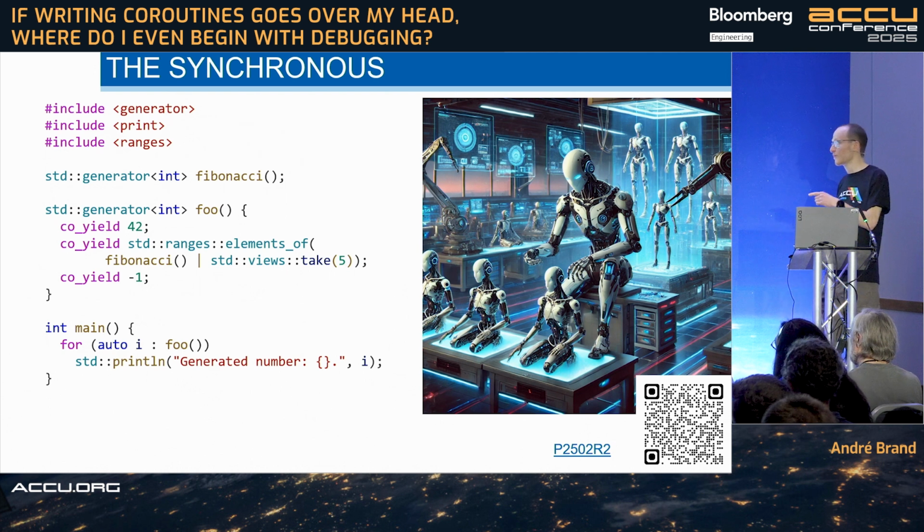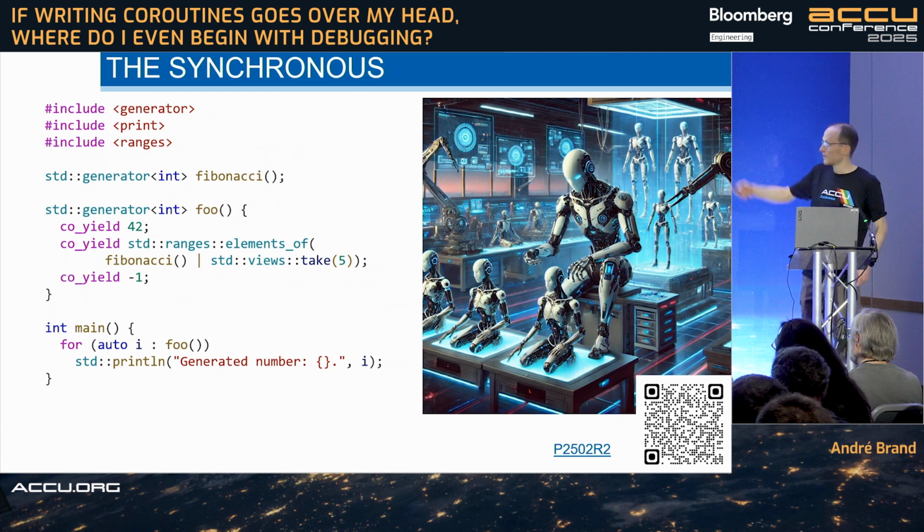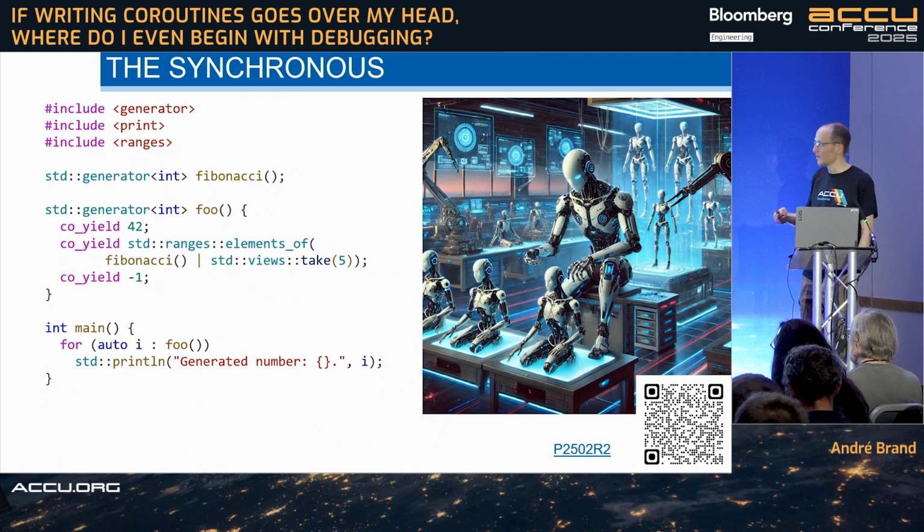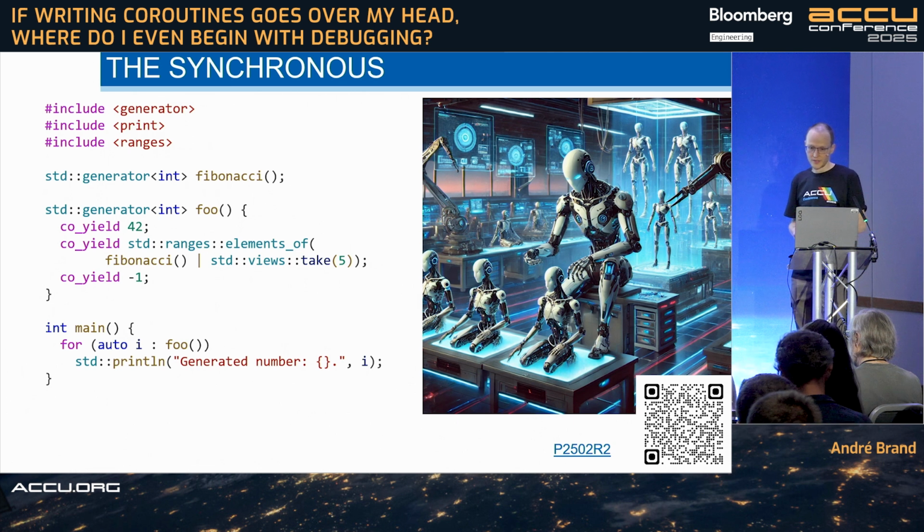Instead, if you co-await or co-yield on other standard generators, the standard generators know how to compose with each other, and they will interact accordingly. But other coroutines won't compose with them. Other coroutine types won't compose. So that's an important thing to keep in mind.